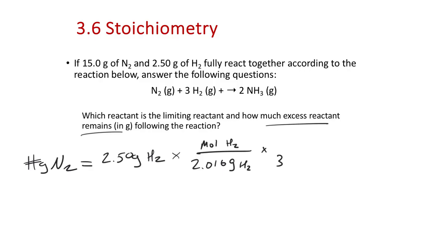So for every 3 moles of H2, we need 1 mole of N2 to react with it. And for every 1 mole of N2, since the quantity is given in grams here, we want to convert that to grams, so that's 28.02 grams. So this problem here will tell us how much of the N2 reacts with that given H2.